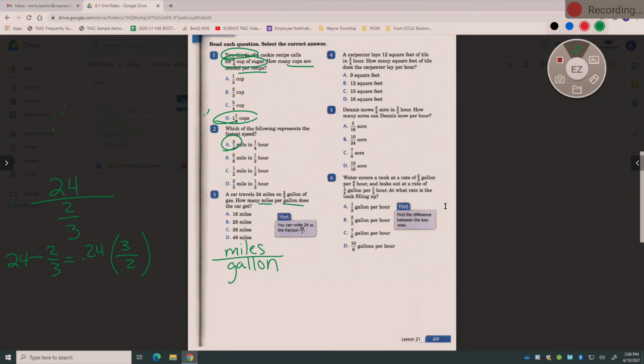Now remember, this 24, if I want to make it into a fraction, all I have to do is put it over 1. So 24 times 3 would be 72 over 2. And 2 goes into 72 36 times. So 36 miles.